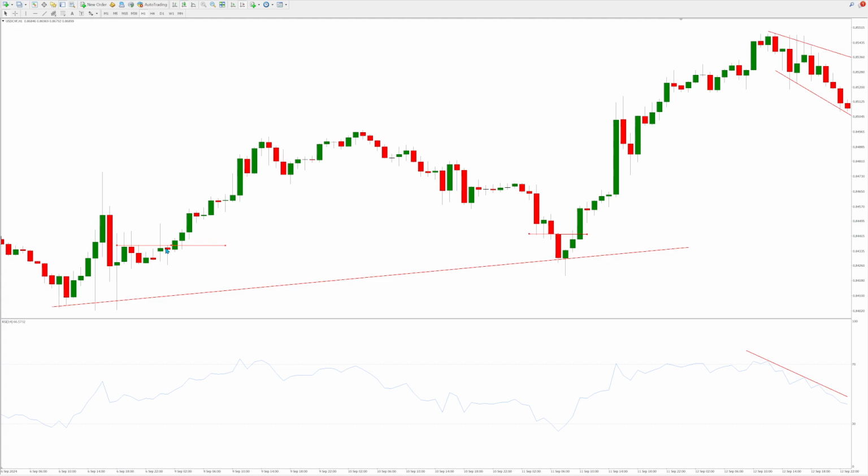You can see the resistance held up there. You've got a nice hammer, a bearish hammer there, but then price did break out above the resistance level. So this could have been a potential trade opportunity. Market was making higher lows. It's actually a wedge formation formed there as well.